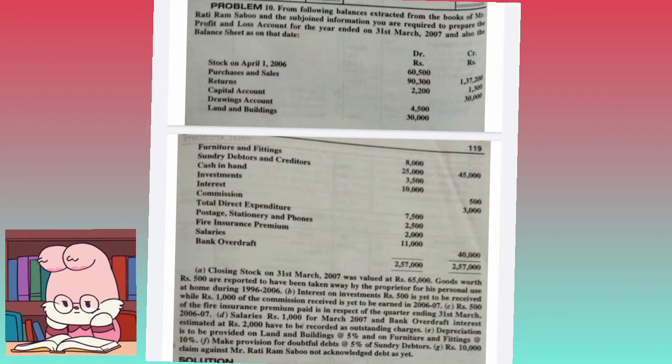Okay, they have given the debit and credit balances, so let's see into it. Stock on April 1 2006, 60,500. Trading account items, purchases and sales. Trading account items, returns, purchase returns and sales returns. So on the debit side, the return which is given is a sales return.